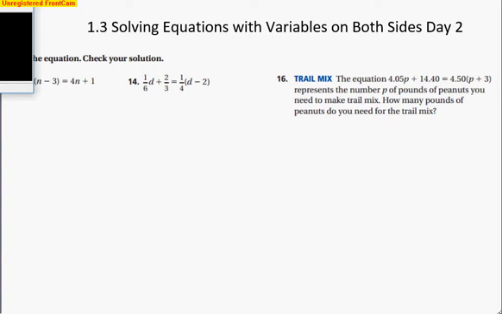This is the lesson for Chapter 1, Section 3, Solving Equations with Variables on Both Sides, day number 2.